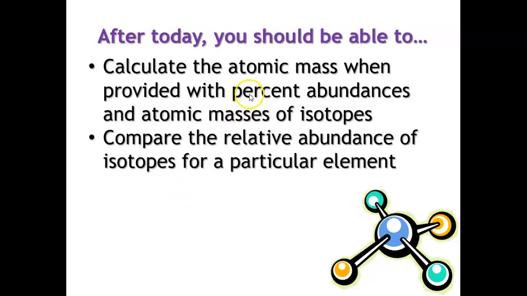After this video, you should be able to calculate the atomic mass when provided the percent abundances and atomic masses of isotopes, and also compare the relative abundance of isotopes for particular elements.